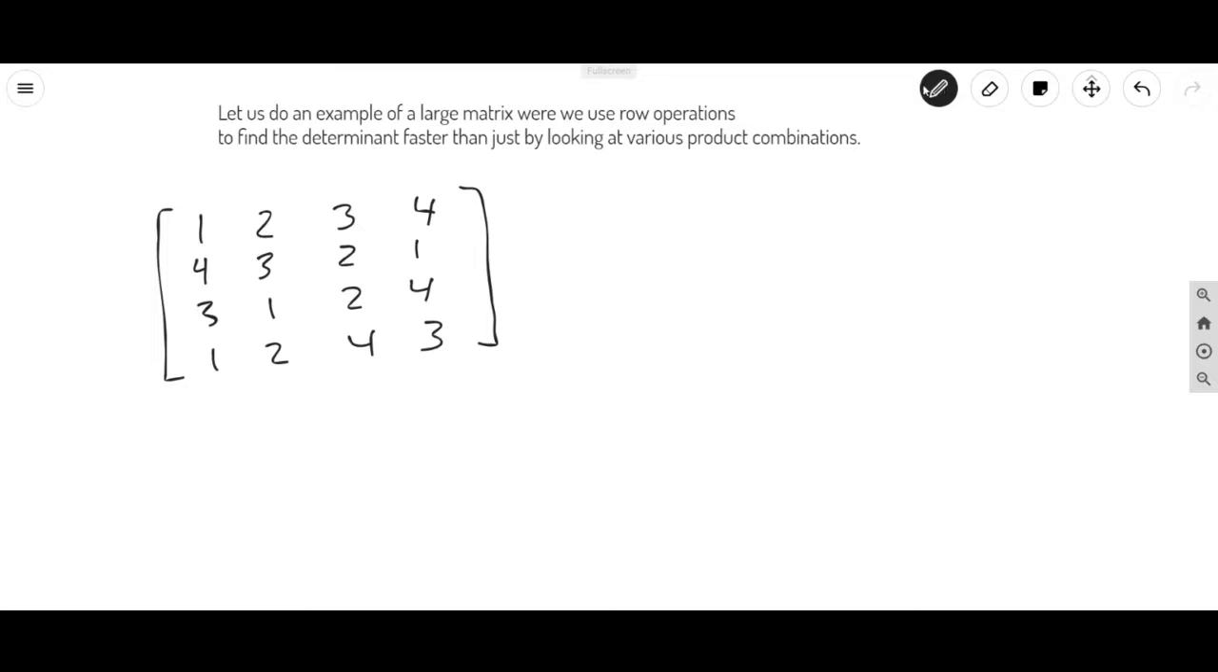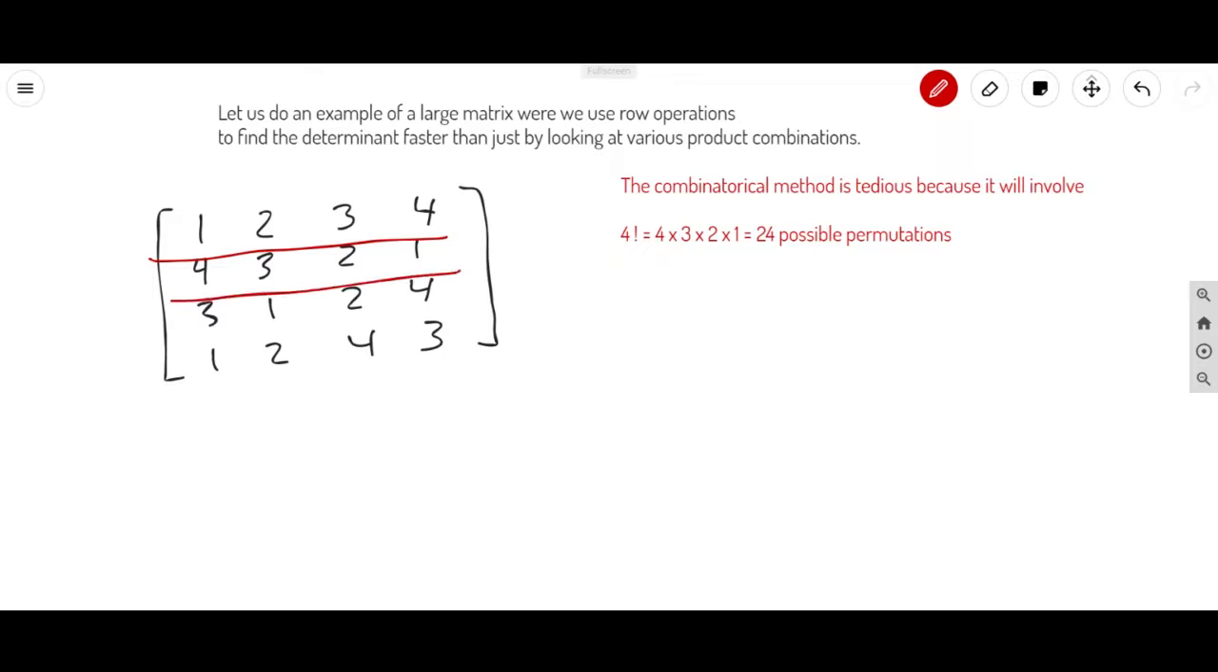Now, the combinatorial method, let me make a comment here. The combinatorial method is tedious because it will involve 4 factorial, which is 24, right? 4 factorial is 4 times 3 times 2 times 1, which is 24 possible combinations, possible permutations. So the way you do it is, it's up to you whether you want to do it with rows or columns. Last time we did it with columns, but you can also do it with rows. So you can divide this into rows like this, and then you have to look at possible combinations.